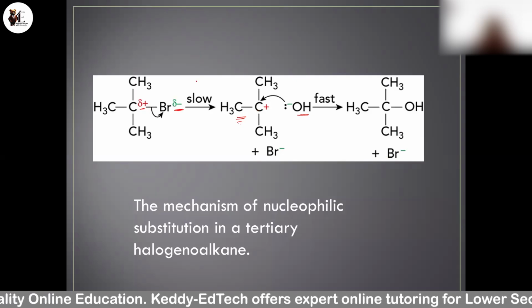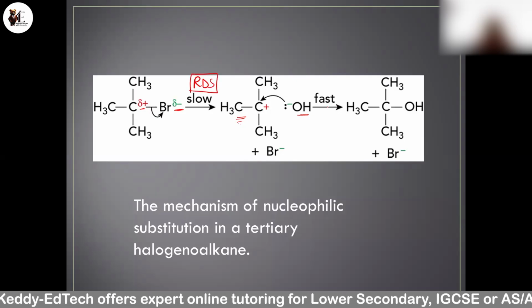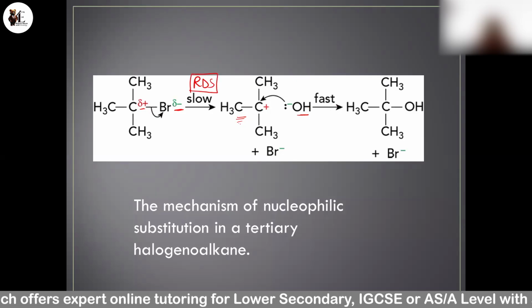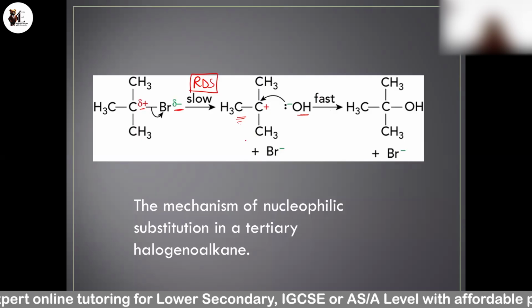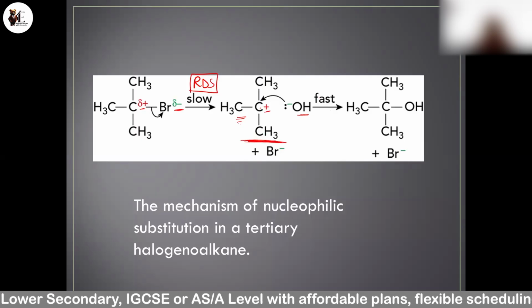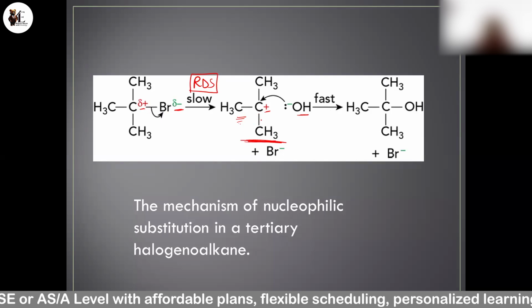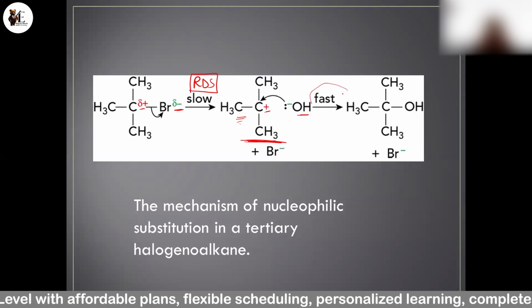You have to remember that this is a slow step, which is your rate determining step of the reaction, and this is your fast step. Okay, so why is this the fast step? Because this molecule is unstable, as it is an intermediate. Carbon has only 3 valencies, so it is unstable. So it wants to complete its 4 valencies. That's why this reaction is a fast reaction.